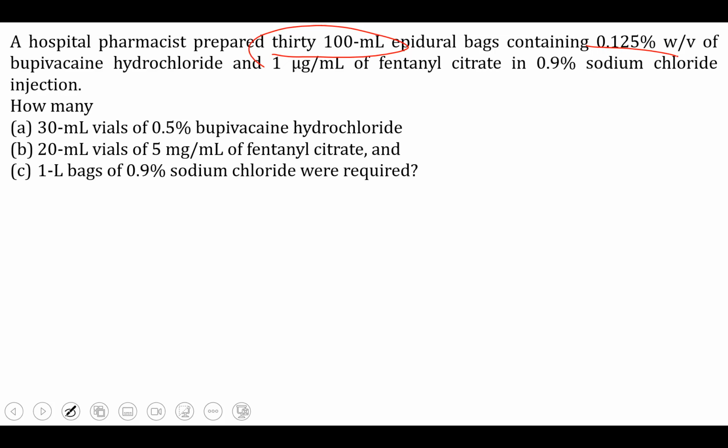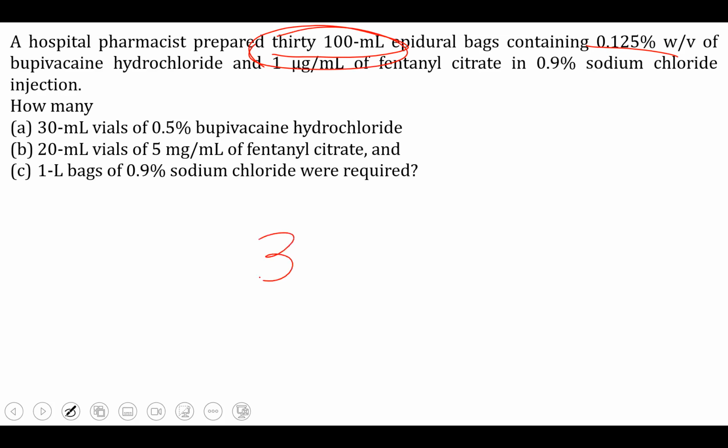This is basically chapter 5, stock and dilution. So this is exactly the same thing. Your drug is available as a concentrate. How do you use that drug concentrate? How many ml will you withdraw from that vial, and you put it into the bag you are making, let's say, 30, 100 ml.